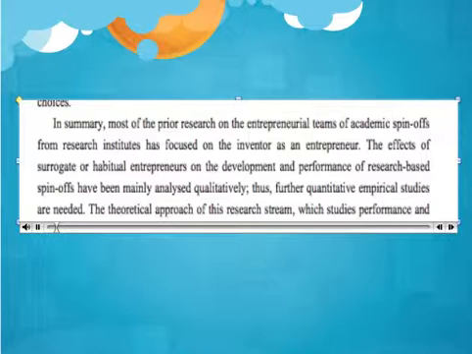So here is an example of a literature gap that the author has found. They say, in summary, most of the prior research on the entrepreneurial teams of academic spin-offs from research institutes has focused on the inventor as an entrepreneur. The effects of surrogate or habitual entrepreneurs on the development and performance of research-based spin-offs have been mainly analyzed qualitatively. Thus, further quantitative empirical studies are needed.